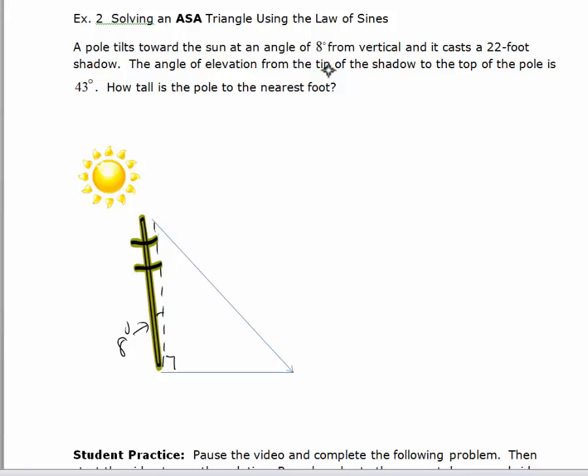We also have a 22-foot shadow, and so this right here is the shadow, so that's going to be 22 feet. And we have an angle of elevation of 43 degrees. So this angle right here would be 43 degrees.